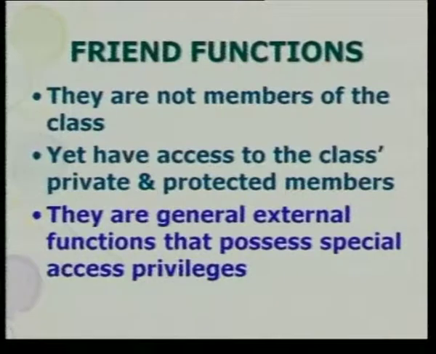Generally, only those functions which are declared within a class can be accessed by the objects of that particular class. Another class cannot even see them, but when we want exceptional situations where another class should be able to see the private and protected members of a friend class, we can use this keyword friend. They are general external functions that possess special access privileges. So, as the name suggests, they are external to the class, outside the class, yet they have access to the class's private and protected members.